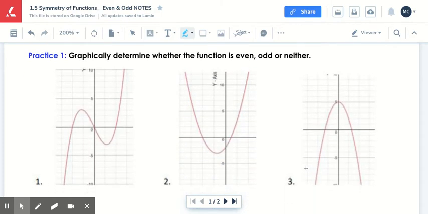So now we have a few practice problems here. This is just looking at the graphs and determining whether or not they have even or odd symmetry or neither. It is possible for a graph to have neither of these two special types of symmetry. They are special, so that means not every graph has them. So this would be a good place to pause the video and see if you can figure out which types of symmetry, if any, these three graphs have.